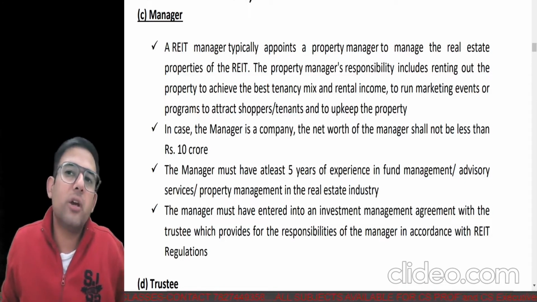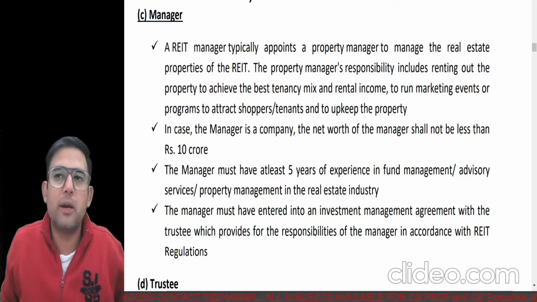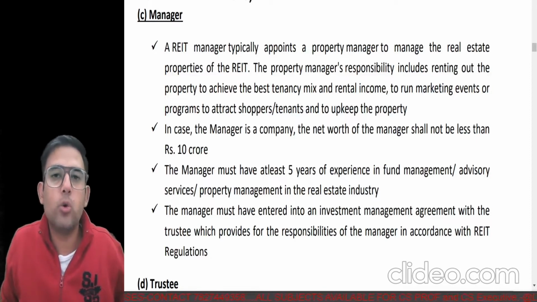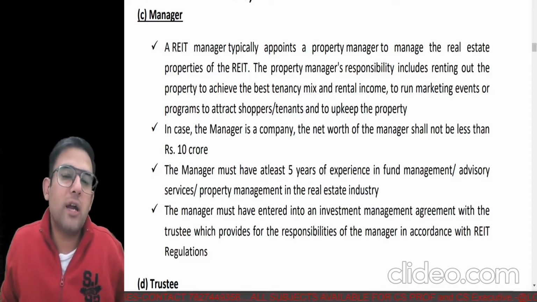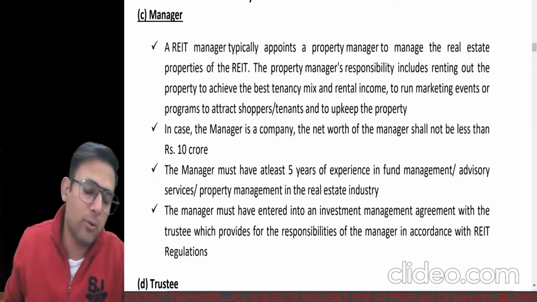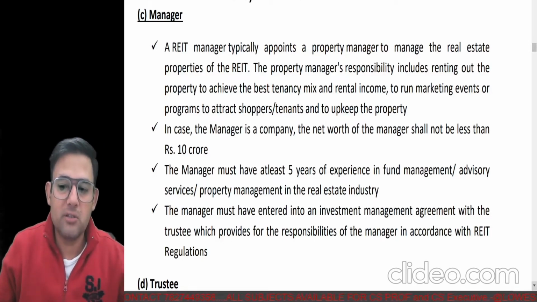The reason we are having a lesser amount for the manager is that the manager is not somebody who's investing, right? The sponsor is somebody who is investing, and based on that investment, other people will also invest. But the manager's role is not of an investment purpose; it's more of the advisory side of things, as to what needs to be done and how to generate the best returns.